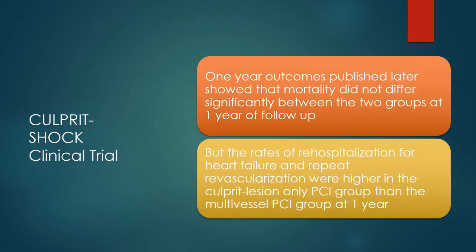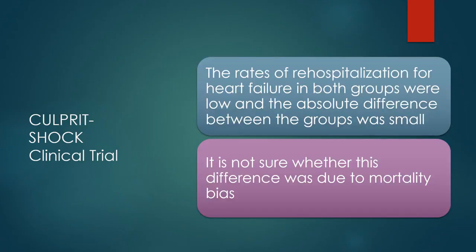One-year outcomes published later showed that mortality did not differ significantly between the two groups at 1 year of follow-up, but the rates of rehospitalization for heart failure and repeat revascularization were higher in the culprit lesion only PCI group than the multivessel PCI group at 1 year. The rates of rehospitalization for heart failure in both groups were low and the absolute difference between the groups was small. It is not sure whether this difference was due to mortality bias.